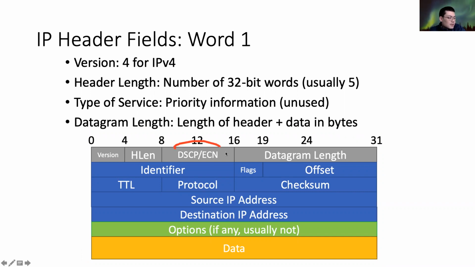And there's another field called type of service, but usually it's not used, so we can safely ignore it for now. And there's also the datagram length. This is the length of the header plus the data, in bytes. So let's say here we have 20 bytes, assuming that we have no additional optional headers. And the data, maybe we have 3080.